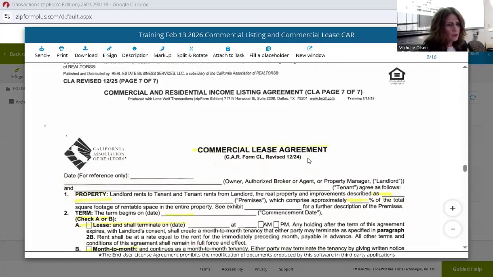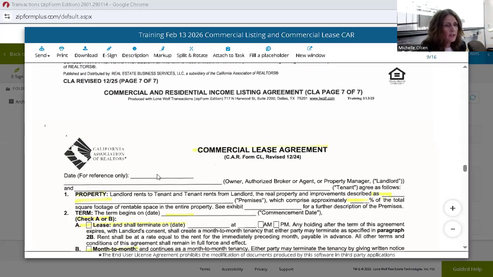So, commercial lease agreement. You can go two ways. You can use CAR or you can use AIR. AIR, I would say, is a little more sophisticated, but CAR is perfectly fine as well. So whatever your client wants, if they insist on AIR, no problem, we can handle that too.